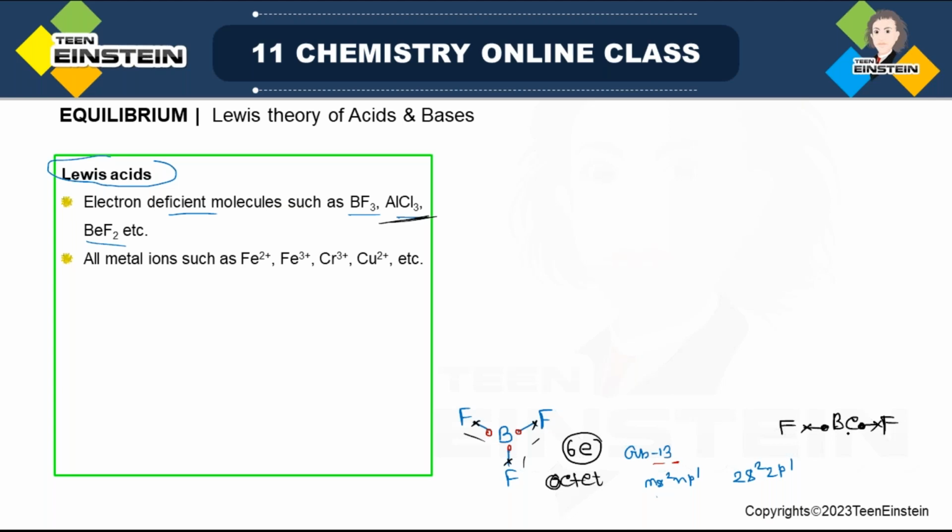So these examples are electron deficient molecules, and they can accept an electron pair, and that is the reason, according to Lewis theory, you can call them acid. That is Lewis acid, not Bronsted acid or Arrhenius acid.